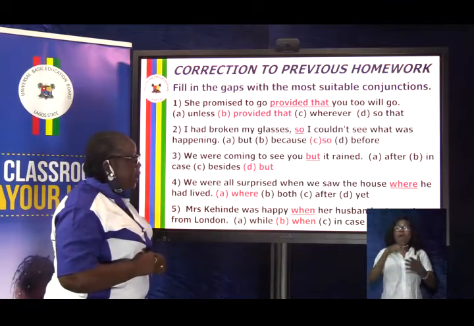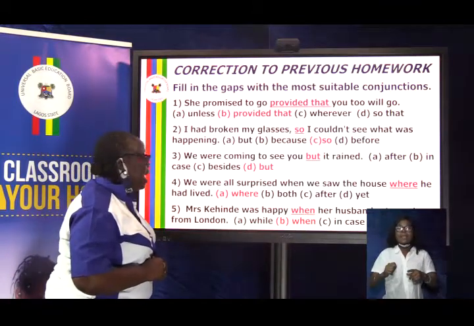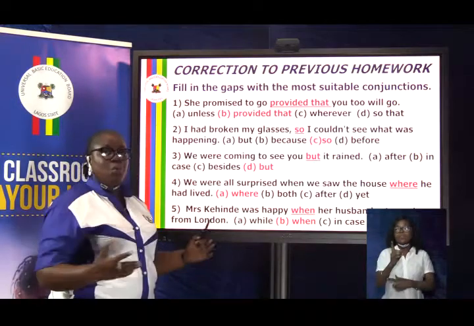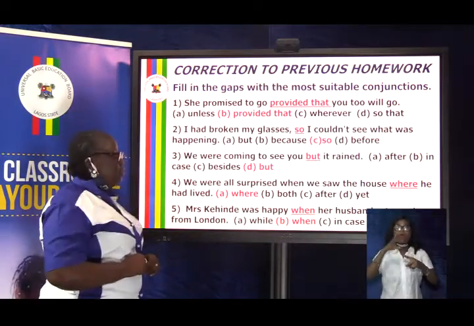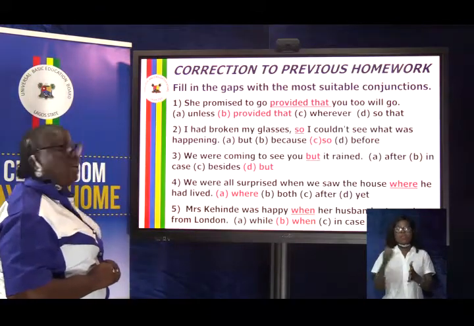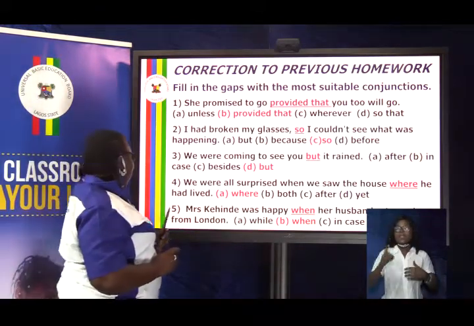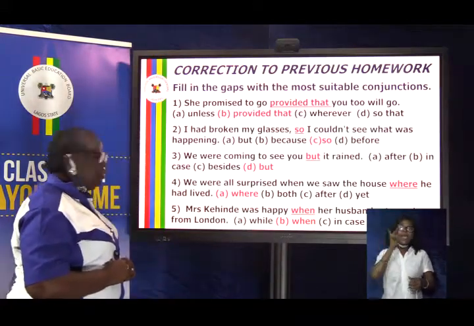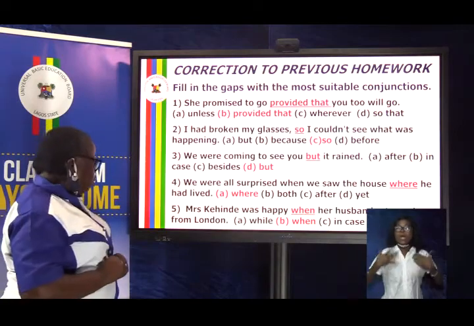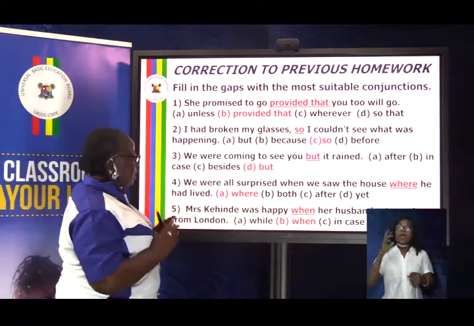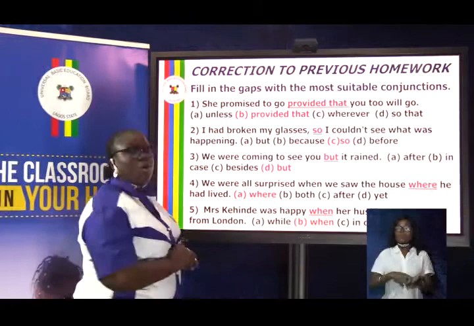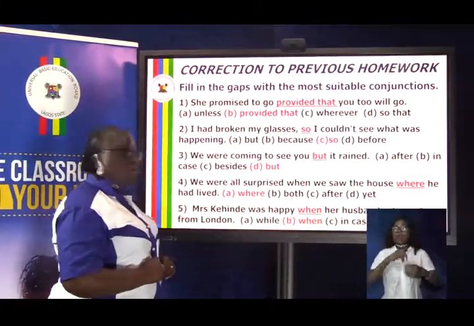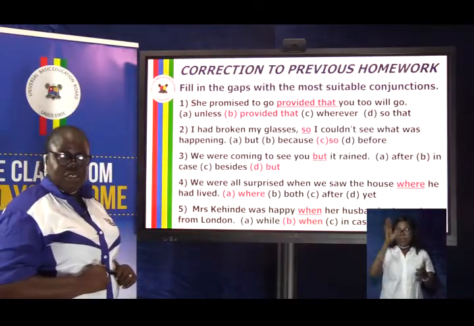We were all surprised when we saw the house, dash, he had lived. The conjunction there is where. We were all surprised when we saw the house where he had lived. And the last one, Mrs. Kehinde was happy, dash, her husband returned from London. The conjunction that is appropriate for that gap is when. Mrs. Kehinde was happy when her husband returned from London.